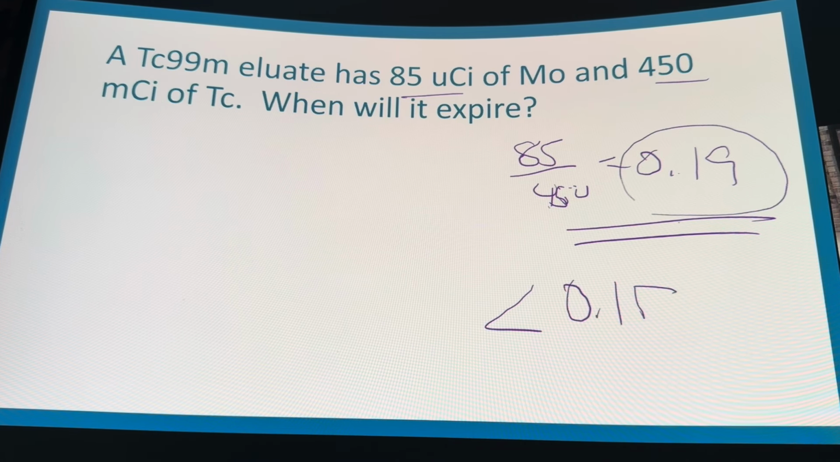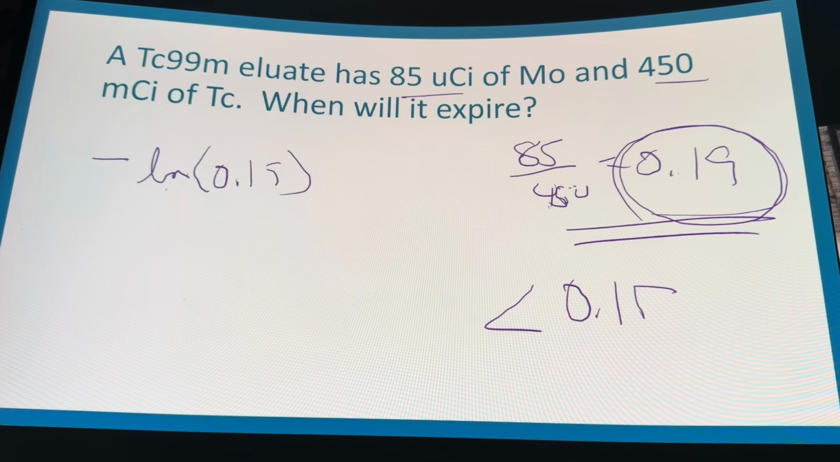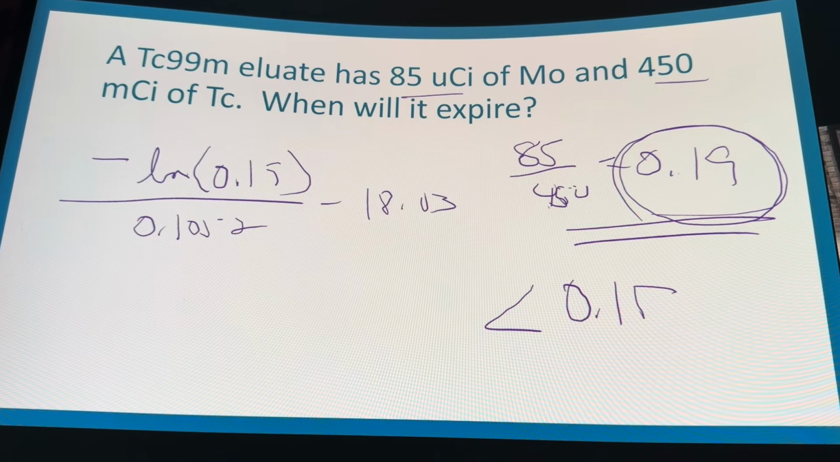If I were to throw this in my calculation, negative Ln, 0.19 over 0.1052 minus 18.03, my answer would be a negative number because it already expired.